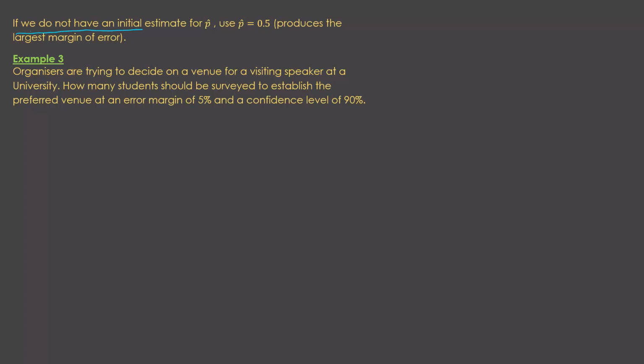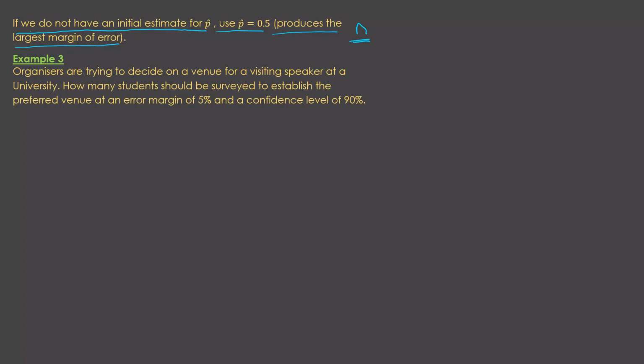If we do not have an initial estimate for p hat, use p hat equals 0.5 because that produces the largest margin of error. That means that you'll be as conservative as possible in your choice of n, and if p is something different to 0.5, your n will then definitely cover the situation you want.